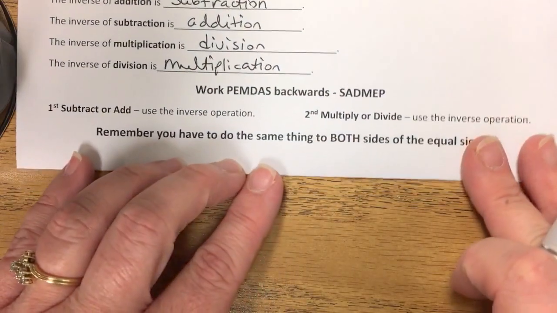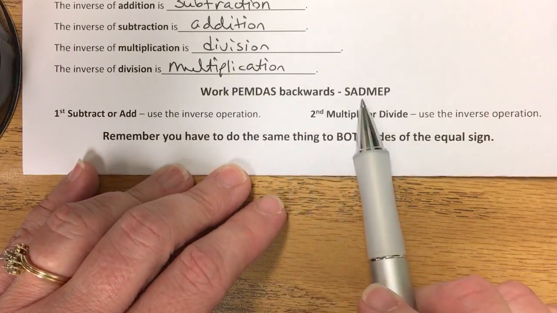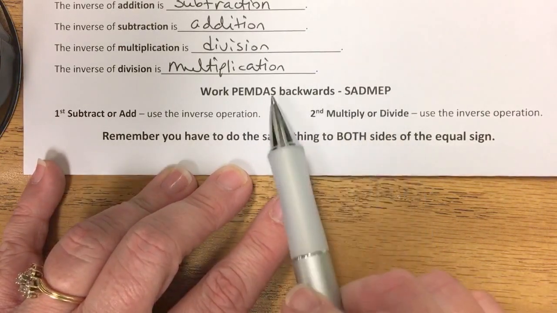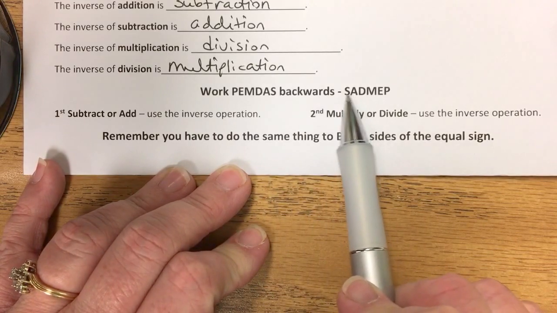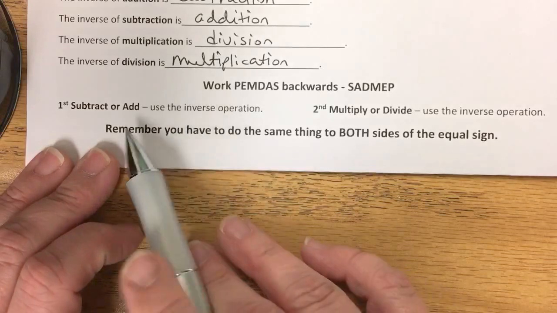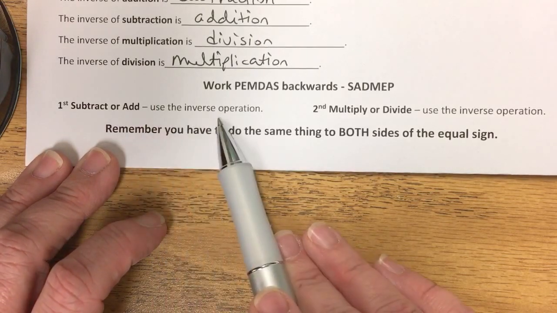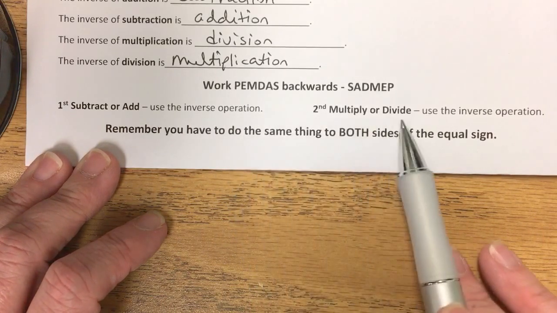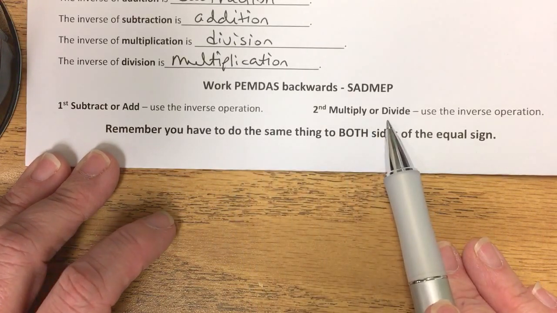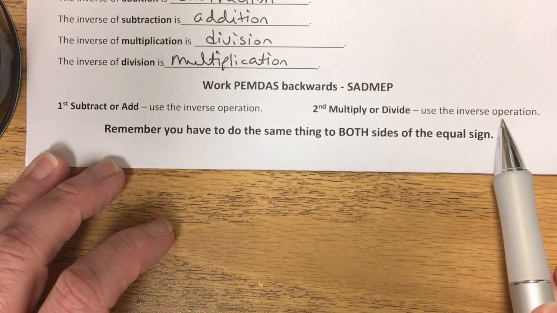When we solve an equation, we want to use PEMDAS backwards. Okay, we're going to do PEMDAS backwards. So we're going to start with subtracting and adding, and then divide or multiply. So the first thing that you're going to do is you're going to either subtract or add, whatever the inverse or opposite is. And then you'll multiply or divide. Most of the time it's to divide, but it's whatever the opposite operation is, the inverse operation.